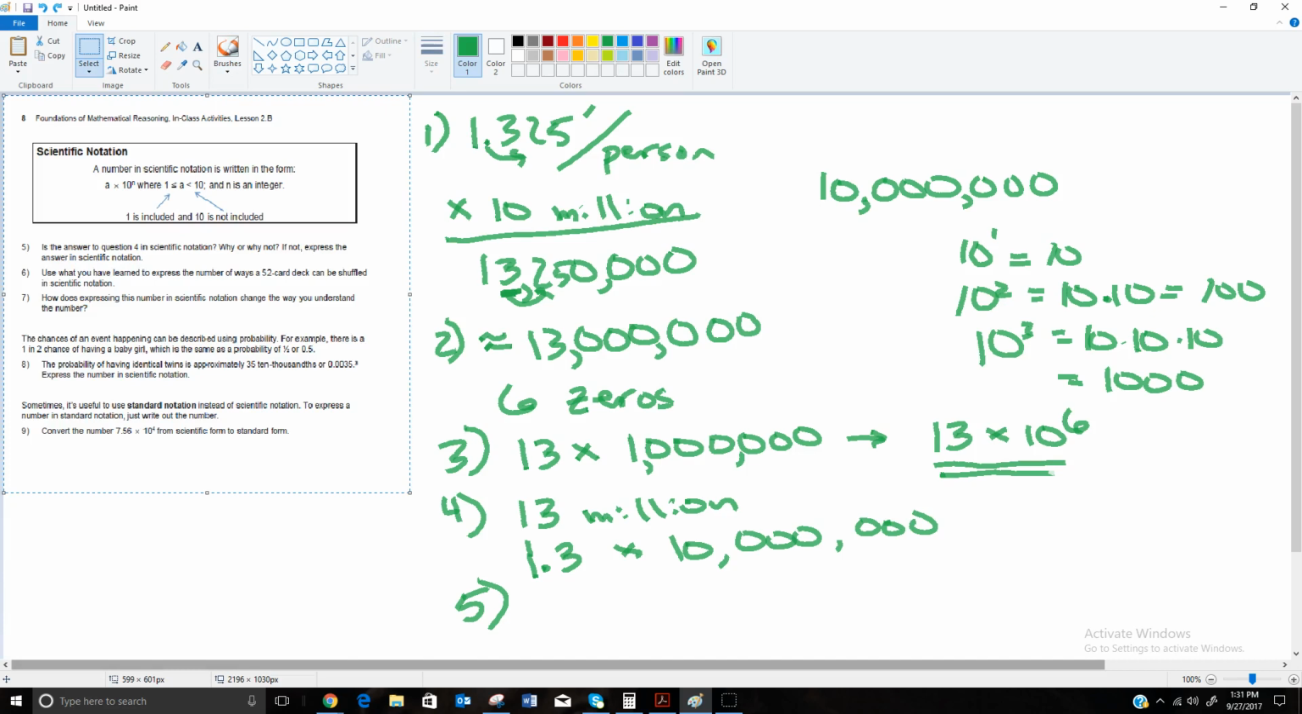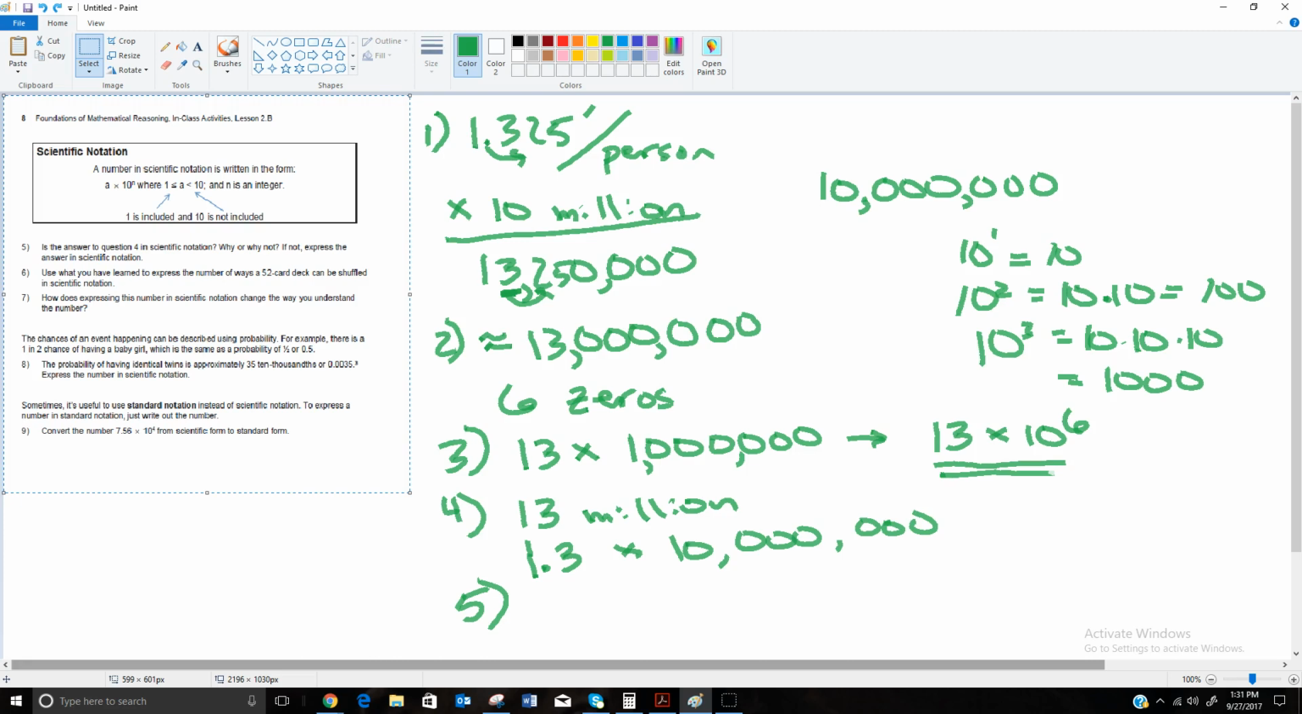So going to the next page here, we have a little diagram of what scientific notation is. A scientific notation is when you take a number A and you multiply it by a power of 10, so 10 to some power up here. There's some constraints on this, though. The A has to be between 1 and 10, but not as big as 10.